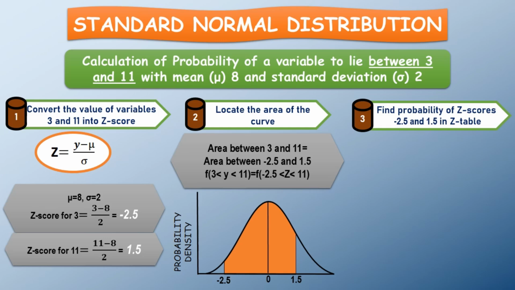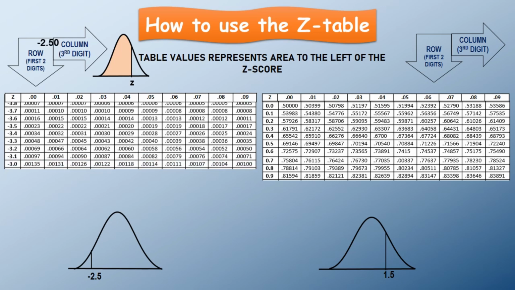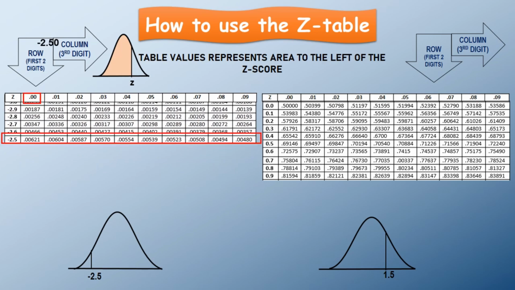Step 3. Find the probability values for the z-score in the z-table. Now here we are using the z-table which gives the probability of the area to the left hand side of the z-score, that is the area below or less than the z-score. Remember in the previous video, we discussed that in the z-table, first two digits of the z-score are found in the row and third in the column. So for probability value of minus 2.50, we will select the row minus 2.5 and the column 0.00. That gives the probability value of 0.00621. This value represents the area less than minus 2.5.